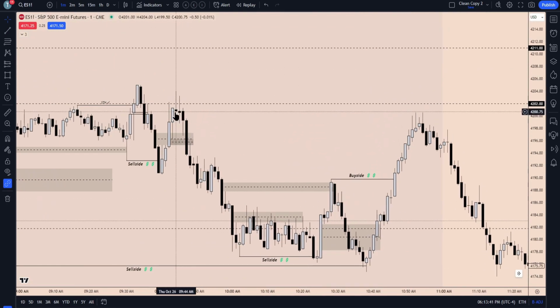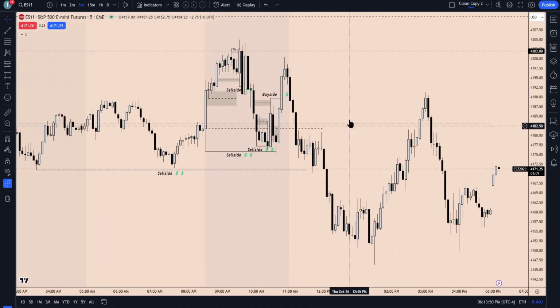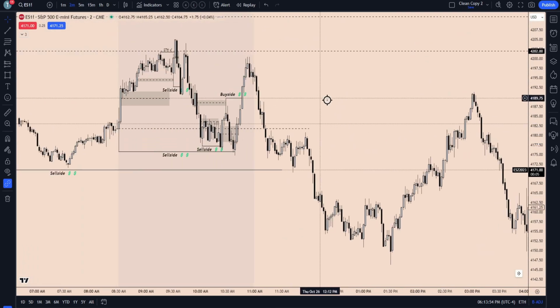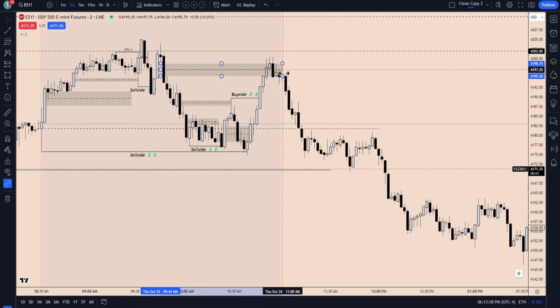Ultimately, we just return up into some inefficiencies up here. If we can move these for now. We refill this inefficiency. If we go to a higher time frame, you'll see that we're returning into the order block here. And also on the 2 minute, we're hitting this 2 minute fair value gap.